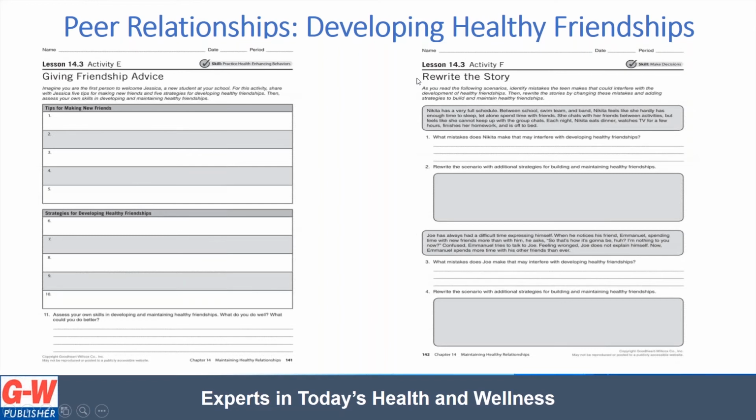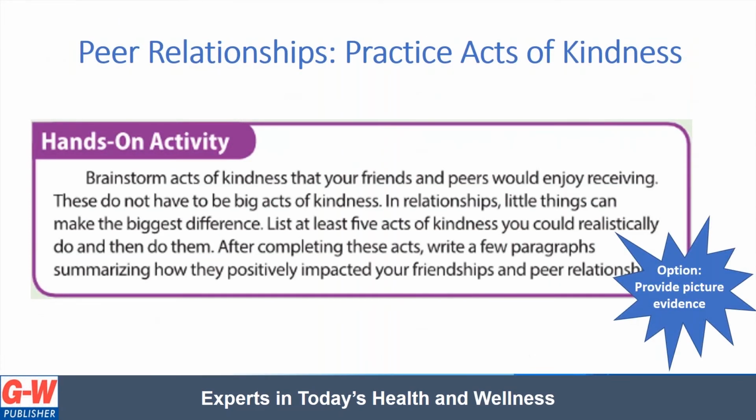The activity on the right-hand side, Rewrite the Story, is a workbook page from our high school program. They're going to read the following scenarios about an individual who is making a mistake of some sort within a friendship. They're going to identify what mistakes this person made that could interfere with developing a healthy friendship, and then they're going to rewrite the story and add strategies for building and maintaining healthy friendships. Students will love this activity.